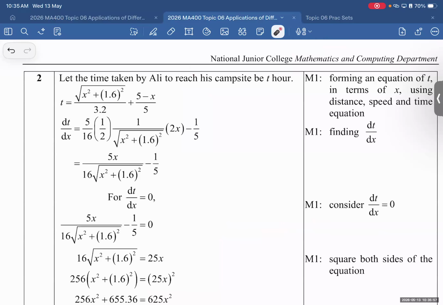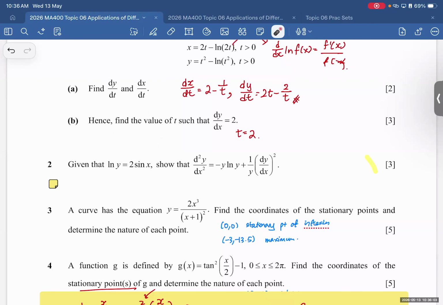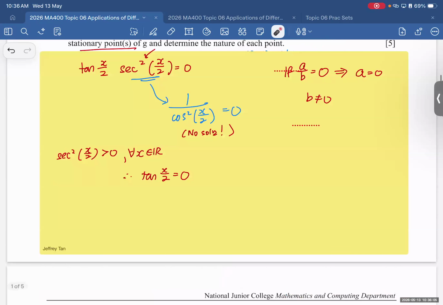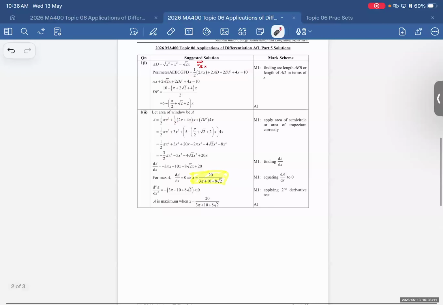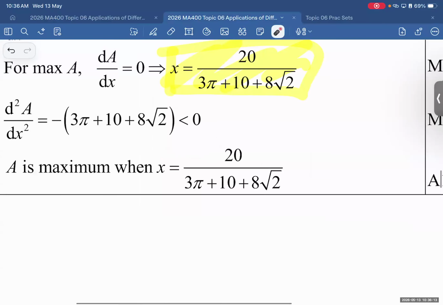Okay. But then you must remember to do the second derivative. This one is correct. I'll show you. Don't worry. But you leave the square root 2 at the bottom. It's okay, the best that we can do. Cannot rationalize any more.